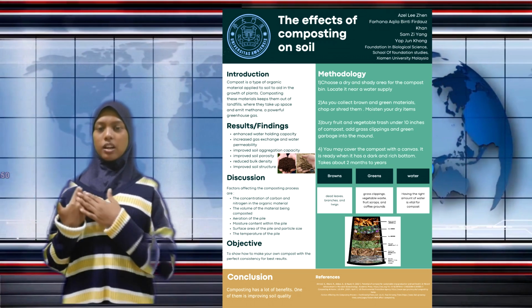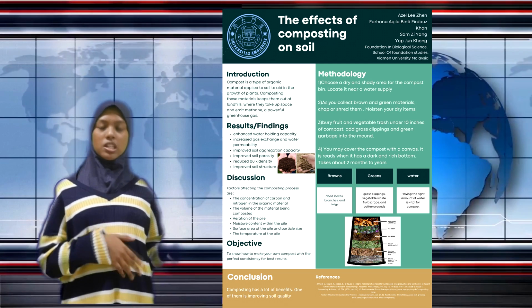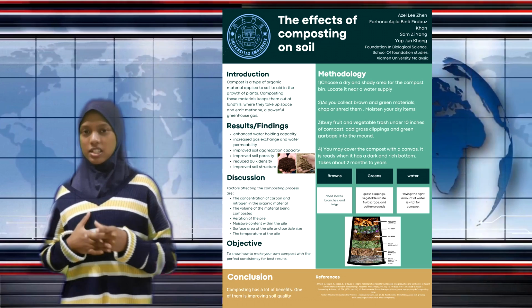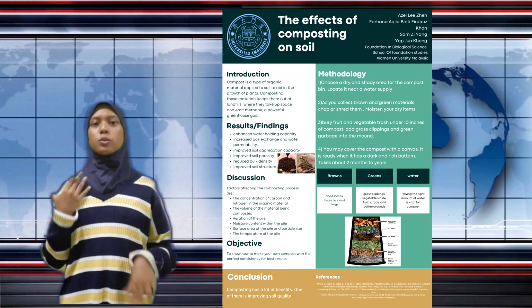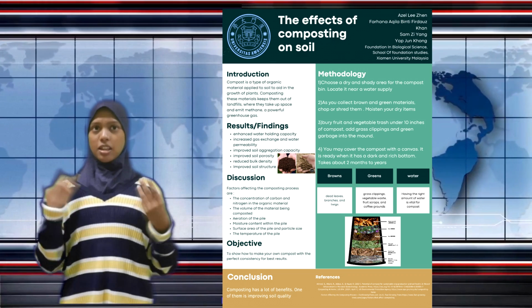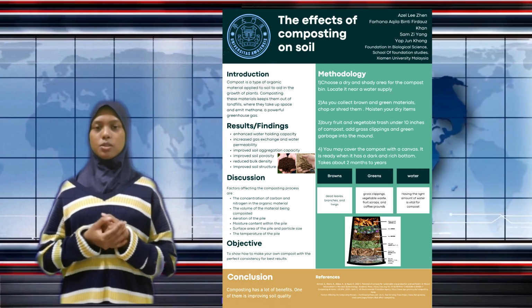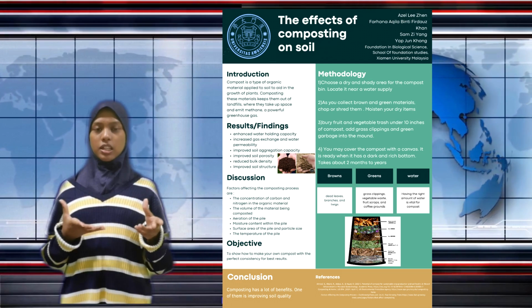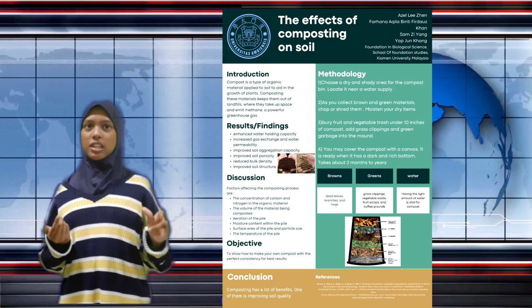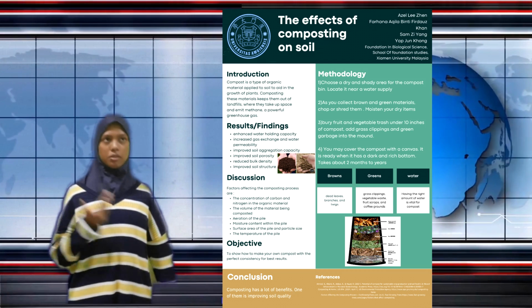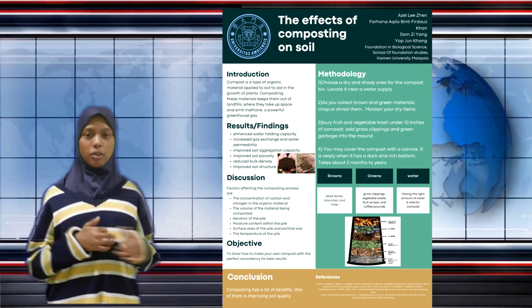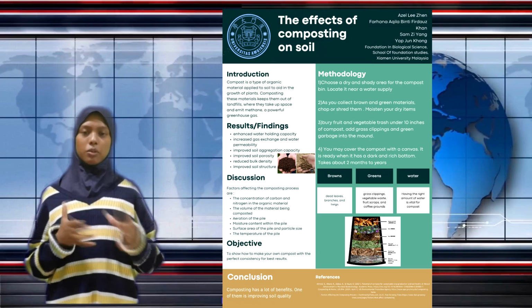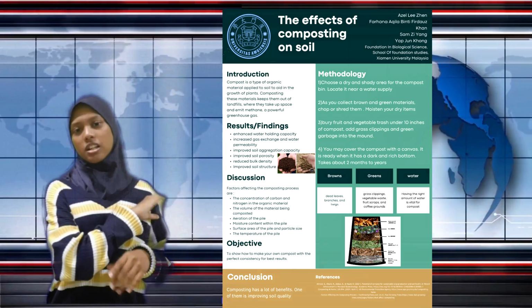This is different from when we discard our organic waste into bins, which eventually end up in landfills and decompose in the absence of oxygen, leading to methane emissions. So in order to reduce methane emissions, we can start composting. There are many benefits of composting, but one of them is improving plant growth and soil quality. We will find out more about this throughout the poster.